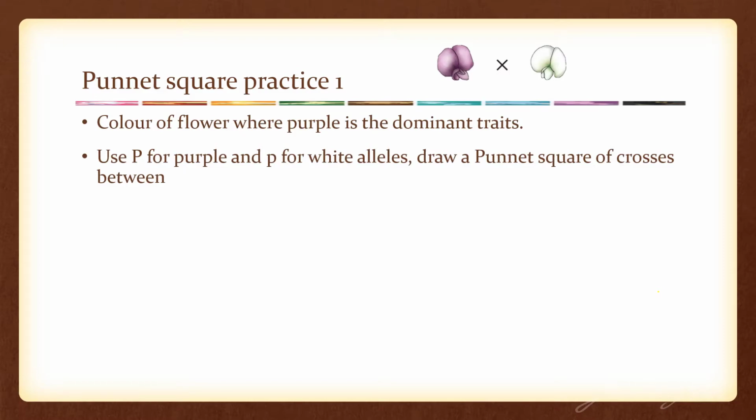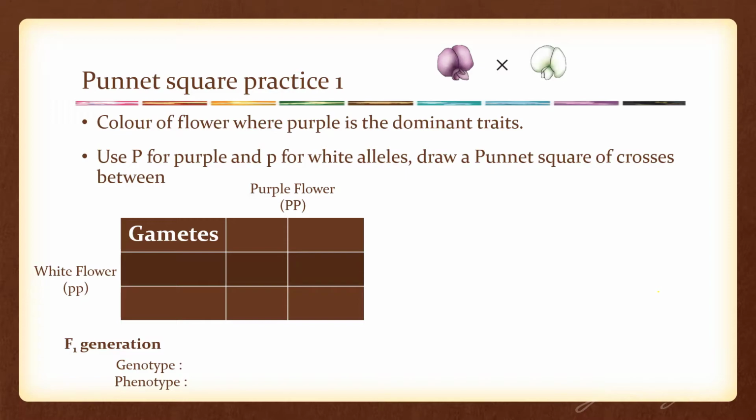So for practice one, let's try to do a Punnett square for the color of flower. Purple is the dominant trait. Use capital P for the alleles for purple and small letter p for the white alleles. Draw a Punnett square of crosses between a purebred purple flower and a purebred white flower. Pause the video and draw the Punnett square, as well as list what is the genotype of all the offspring and their phenotype.